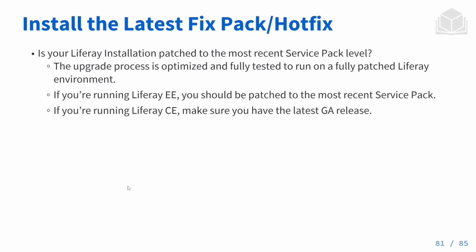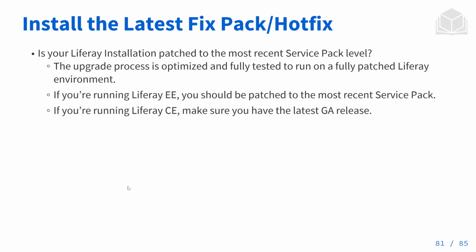Depending on what style or version of Liferay we're running, either enterprise or community, there's a couple of different things we need to consider. If you're on the enterprise edition of Liferay, you want to be on the most up-to-date service pack. If you're on the community edition of Liferay 6.2, you're going to want to be on the most recent GA release. So you want to double check those things before hitting the upgrade process.